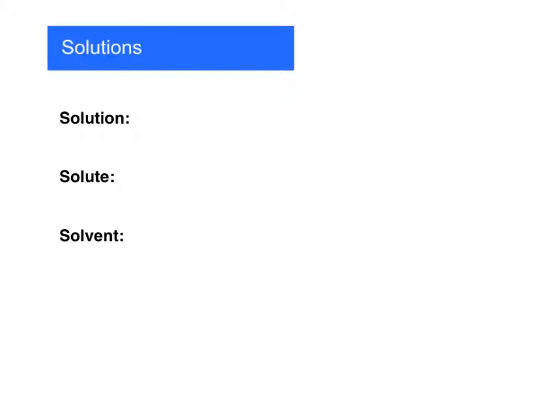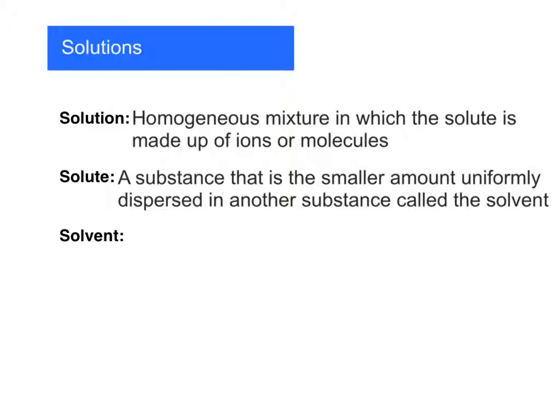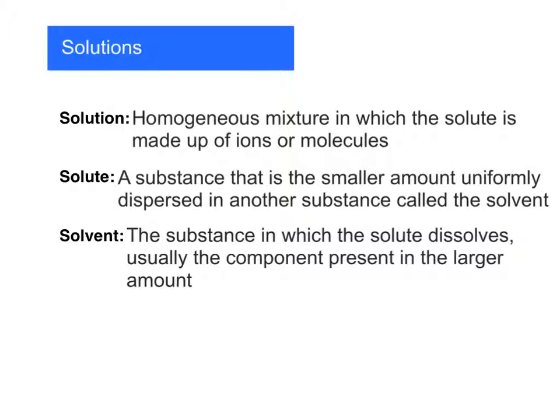So a solution is a homogeneous mixture, which remember means that it's mixed evenly throughout. A homogeneous mixture in which the solute is made up of small particles, which can be ions or molecules. And in a solution, the solute is the substance that we have less of. That's the thing that's being dissolved. And the solvent is the substance in which we're dissolving the solute, which is frequently water, but not always. And it's always the thing that there is more of in your mixture.